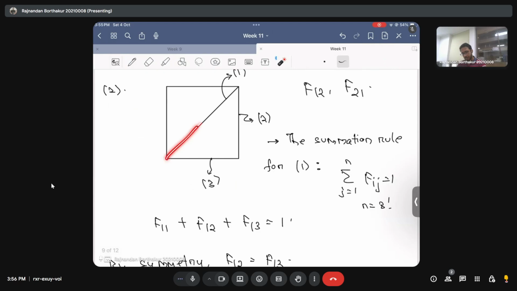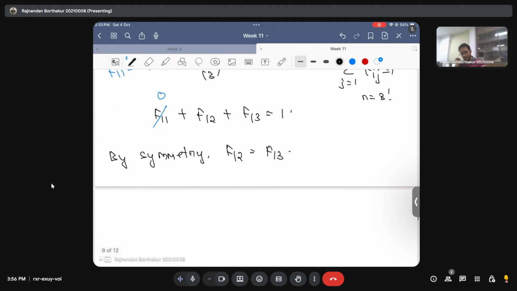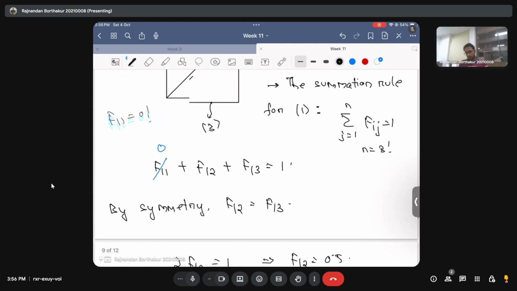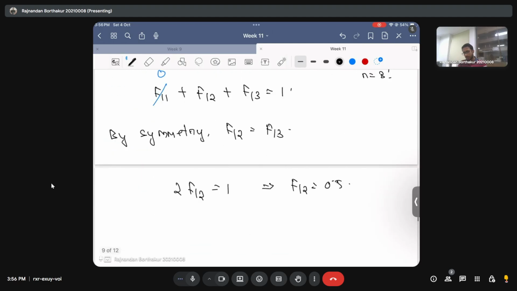Because this is a plane partition, F11, which is the fraction of radiation leaving 1 that will be intercepted by 1, is simply going to be equal to 0. Which means this is 0 and F12 is equal to F13, so I can write that 2 times F12 is equal to 1, which means F12 becomes equal to 0.5.